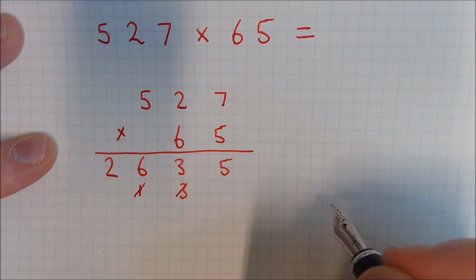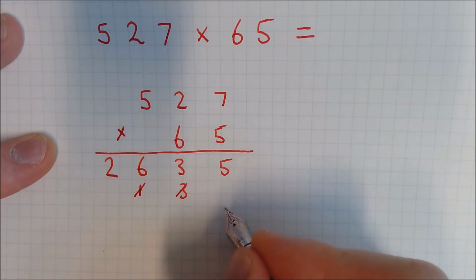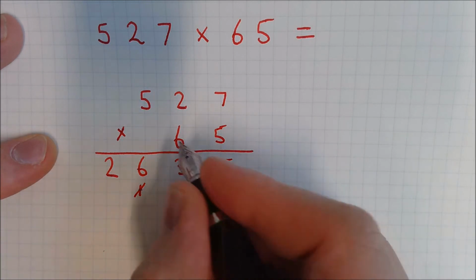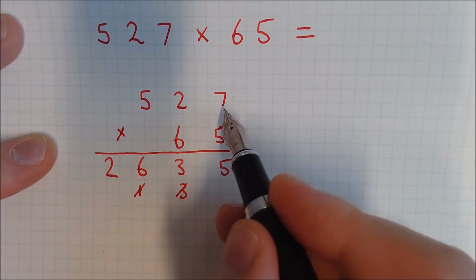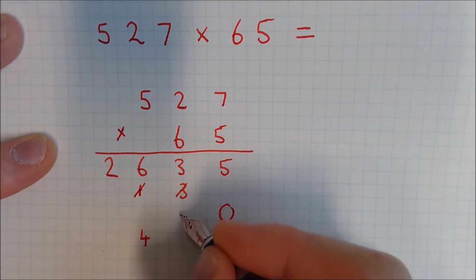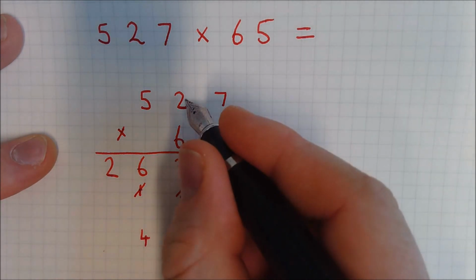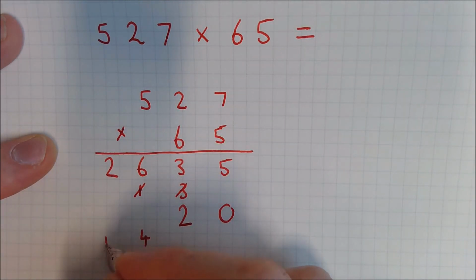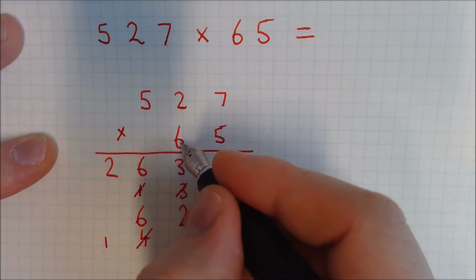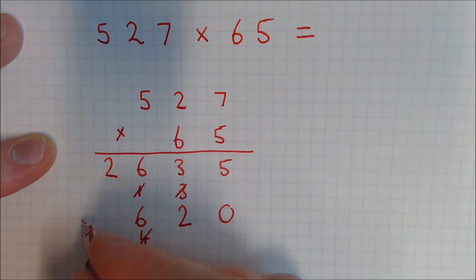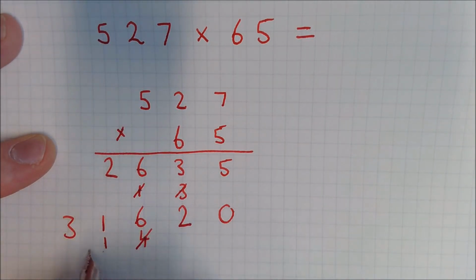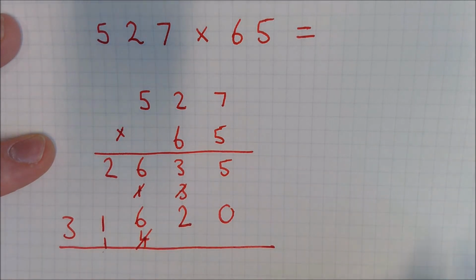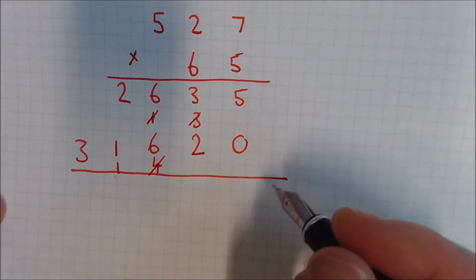We've used those, let's just cross them out so we don't get confused. Then we've got our placeholder because we're multiplying not by 6 but by 60. 6 7s are 42. 6 2s are 12, add the 4 is 16. 6 5s are 30, add the 1 is 31. And then the final step, let's add those partial products together.